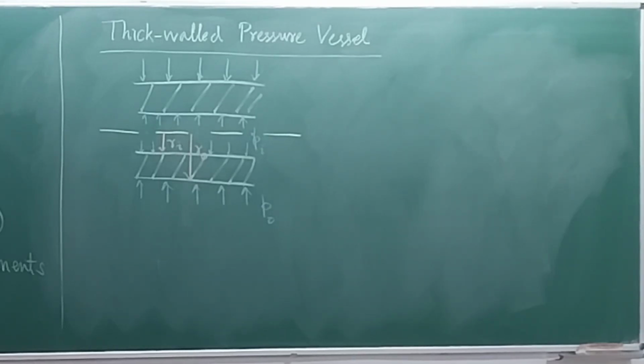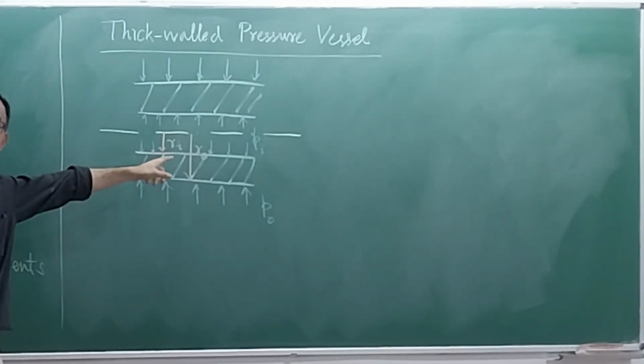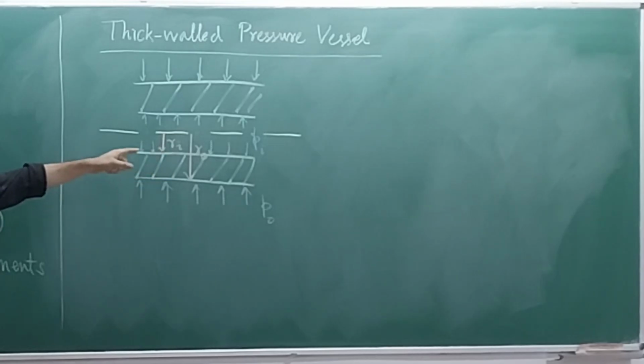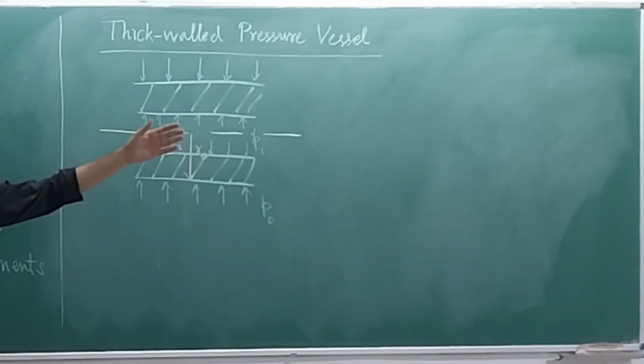Written? Okay, which is valid here. Just check. So all the pressure, the internal pressure and the outer pressure, they are acting in the radial direction. Okay, there is no component of the pressure in the z direction.